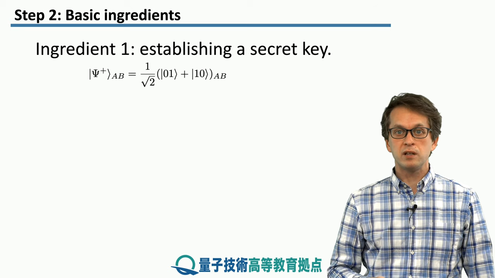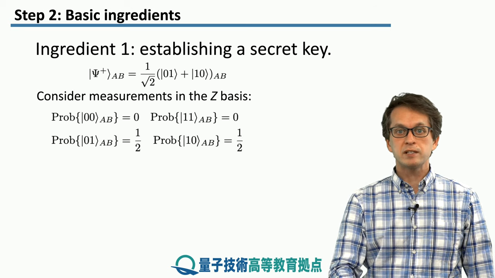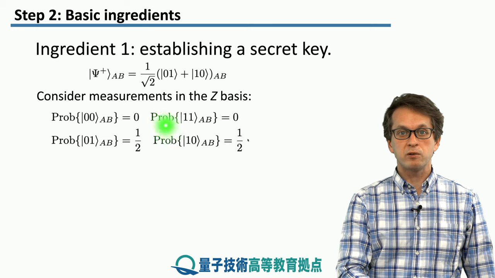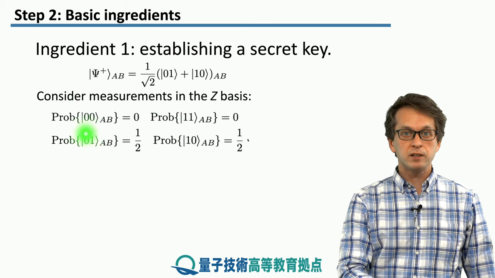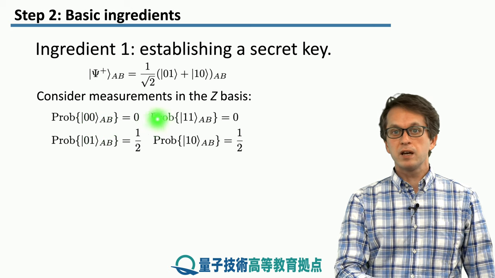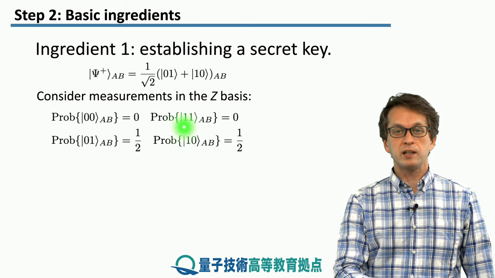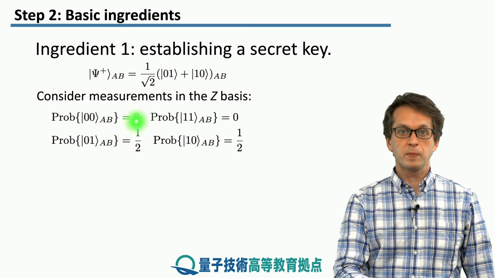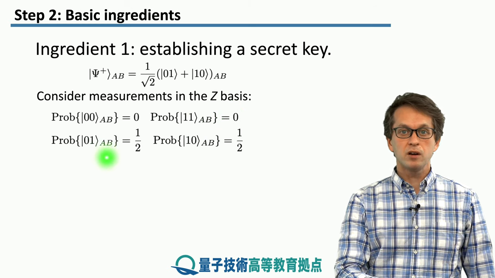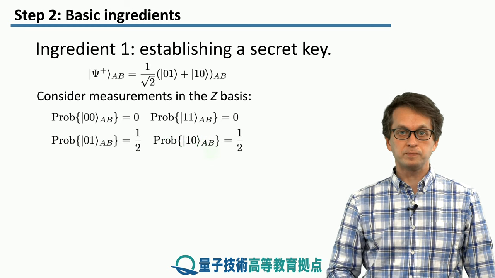What if they measure in the z basis? Well, the scenario is very similar, although now the results are anticorrelated. The probability that both of them get state 0, 0 is 0. Same for the probability of obtaining the state 1, 1, which is 0. And with equal probability, they either get the state 0, 1 or 1, 0.